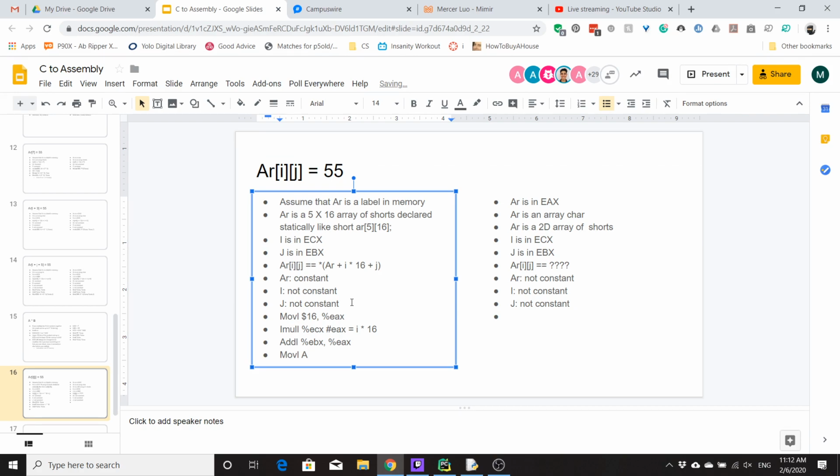We want to start at our AR. That's the constant part. Again, our register is going to be EAX, and what should our scale be? 2, because we have an array of shorts. Yeah, movl $55, movw, yeah, correct. Any questions here?